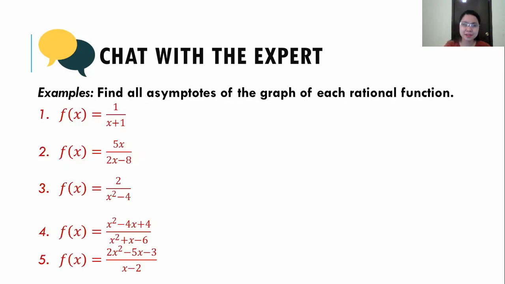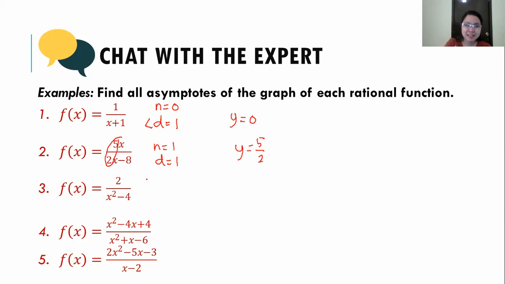Let's have this one. Ready? Let me start with number 1. The numerator's degree is 0. The denominator's degree is 1. This one is greater, right? So our horizontal asymptote will be y equals 0. How about the second one? The numerator's degree is 1, and the denominator's is 1. So we use the leading coefficients, that's y equals 5/2.